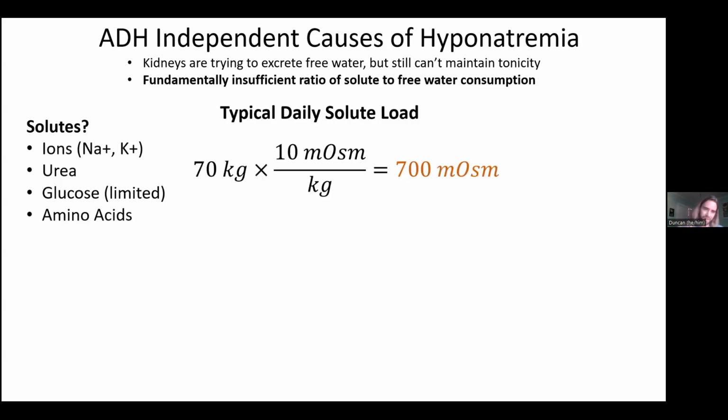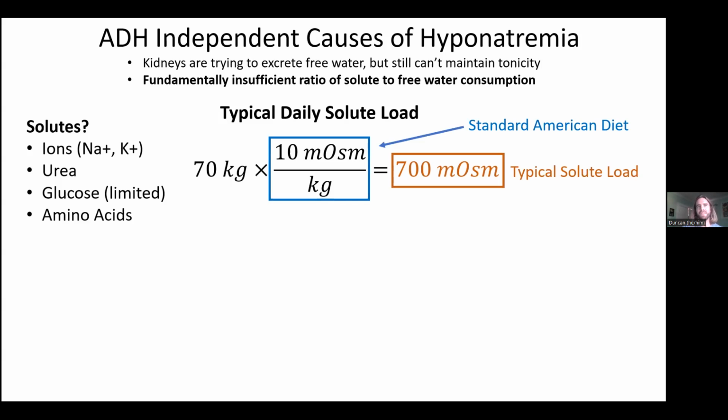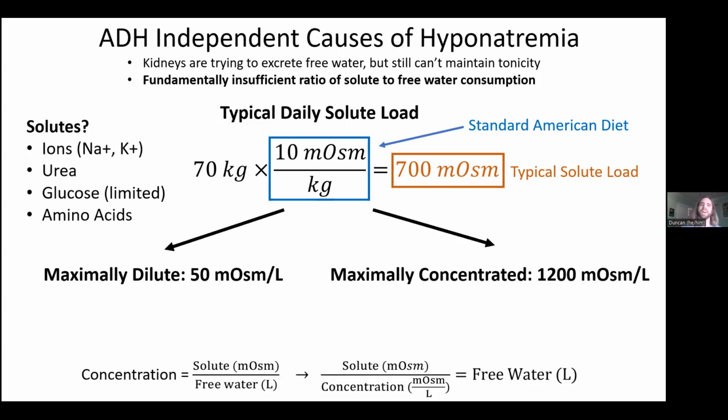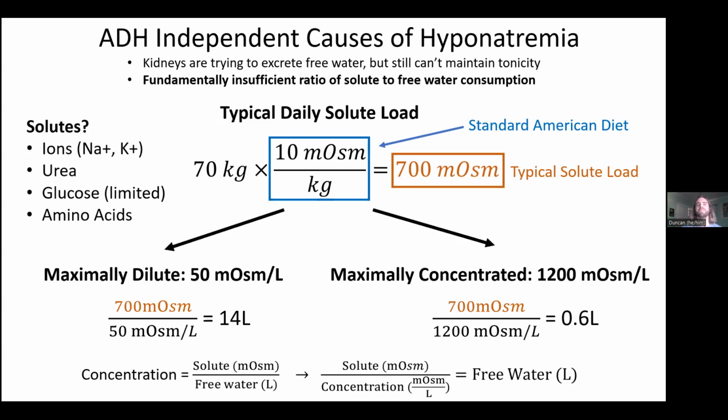And so let's say we have a typical 70-kilogram person eating a standard American diet with a typical amount of salt and protein. The kidneys have about 700 milliosmoles of solute to work with. And then we think about, okay, with that solute load, how much free water can the kidneys handle depending on their ability to either dilute or concentrate the urine? So, for example, at a maximally dilute urine of 50 milliosmoles per liter, and just the little algebra is down here at the bottom. So with that solute load, we'll look at the maximally dilute situation over here.